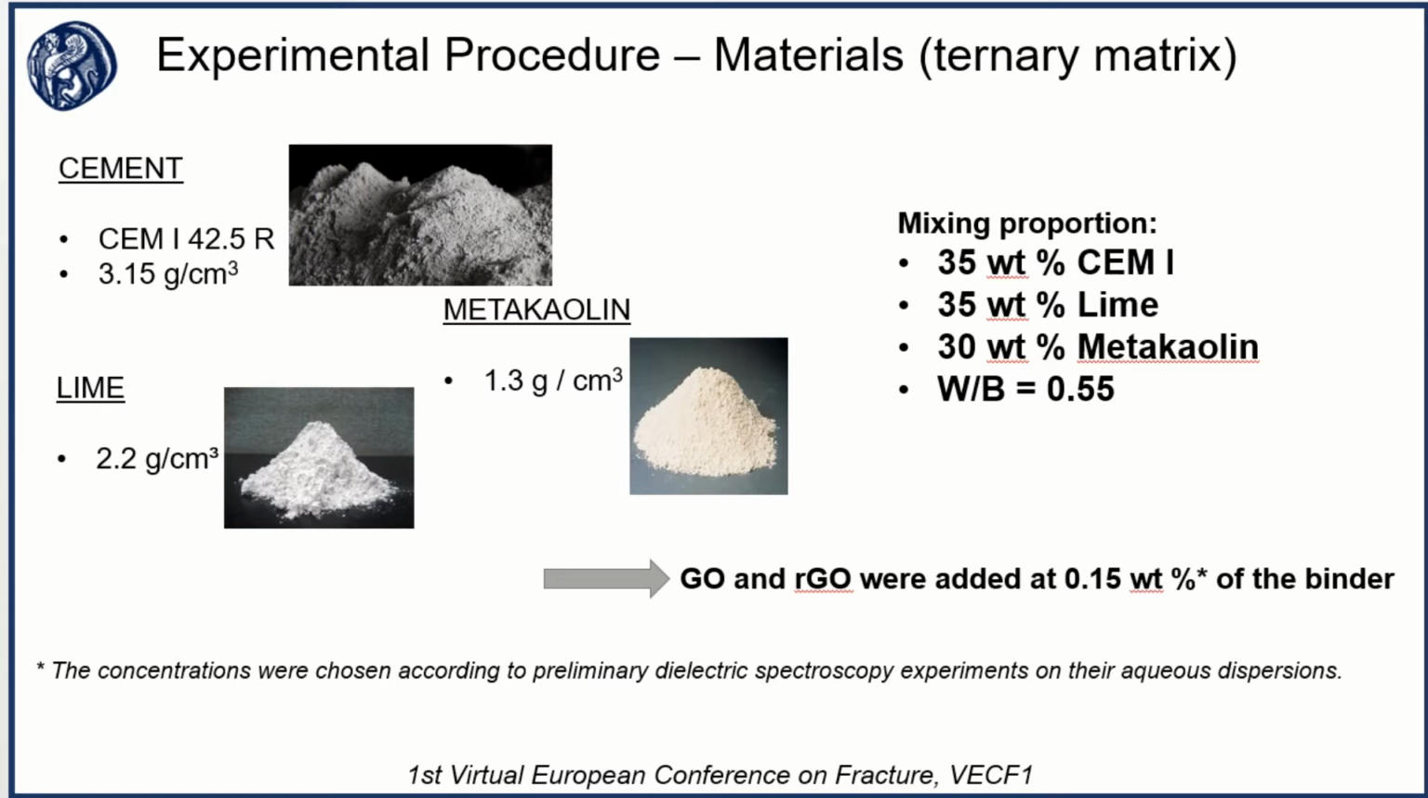The materials that were used were cement, metakaolin, and lime, with a mixing proportion of 35 weight percentage of cement, 35 weight percentage of lime, 30 weight percentage metakaolin, and water to binder ratio 0.55. The GO and RGO were added at 0.15 weight percentage of the binder. It is important to point out that the concentrations were not random, but were chosen according to preliminary dielectric spectroscopy experiments on their aqueous dispersions.